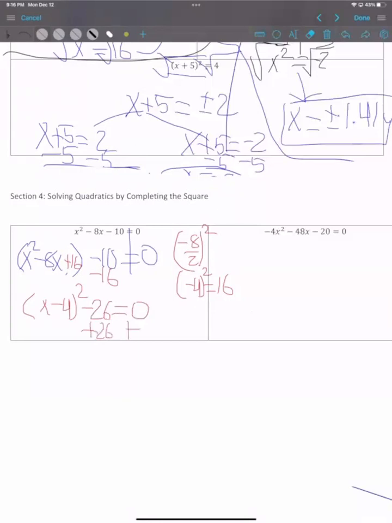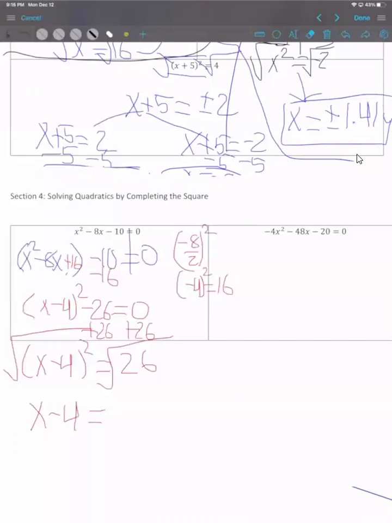Move over your constant, because you want to get what's up to the second power, like this binomial squared, by itself. Once you have that by itself, you can square root both sides. So you would get x minus 4 equals, what is the square root of 26? About 5.10, or just 5.1. So plus or minus 5.1 makes sense. 25 is 5, so it's got to be pretty close.